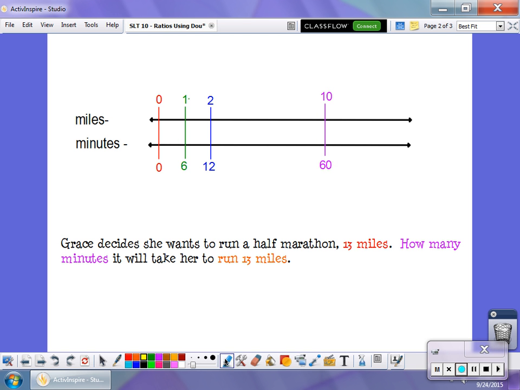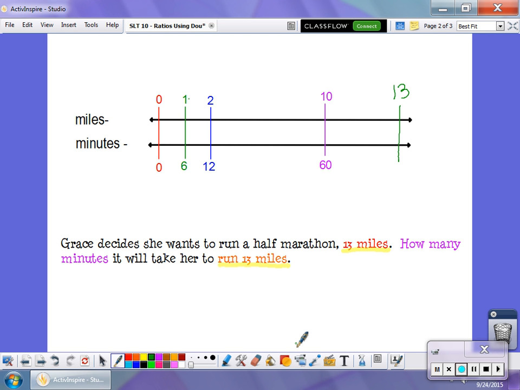So here's our next question. Grace decides she wants to run a half marathon, which is 13 miles. How many minutes will it take her to run 13 miles? So my ultimate answer, the thing that I finally want to have here, is way out here, 13 miles. How long will it take her to go 13 miles? And again, there's more than one way to find this answer.